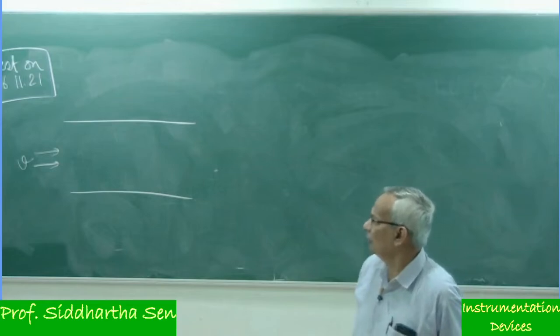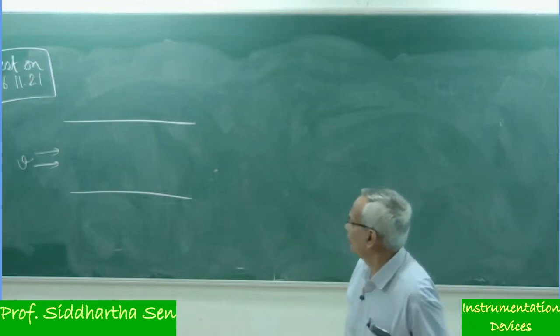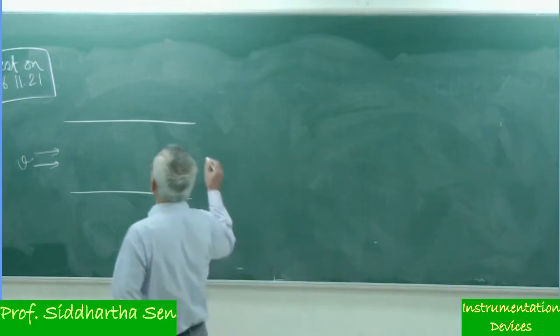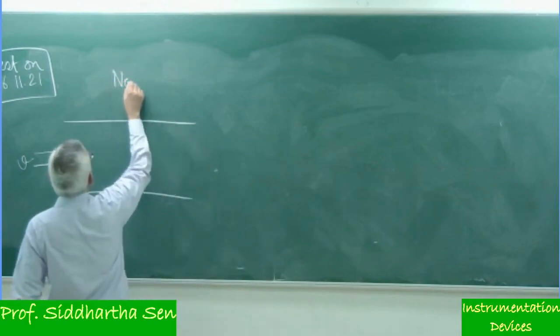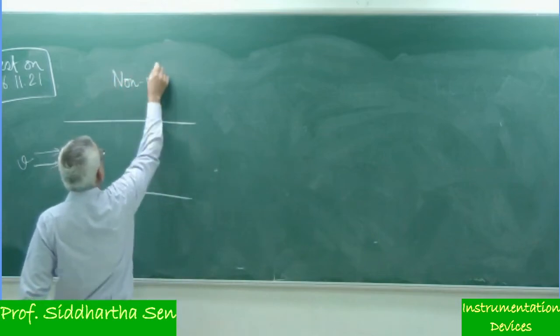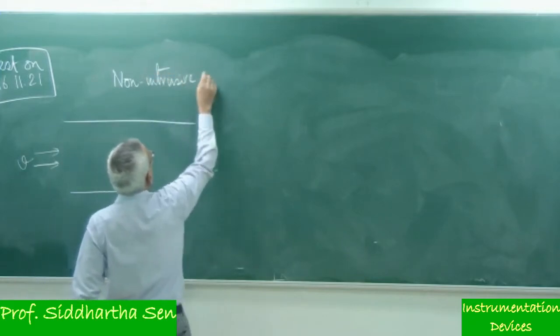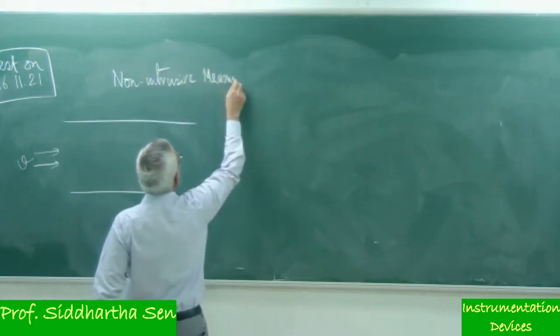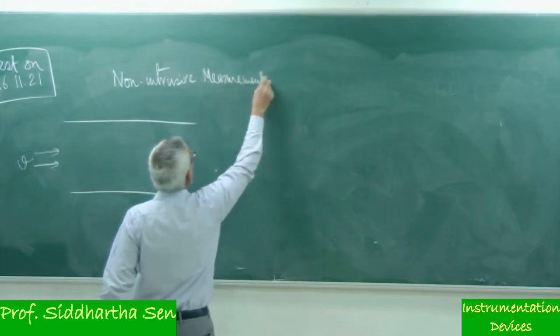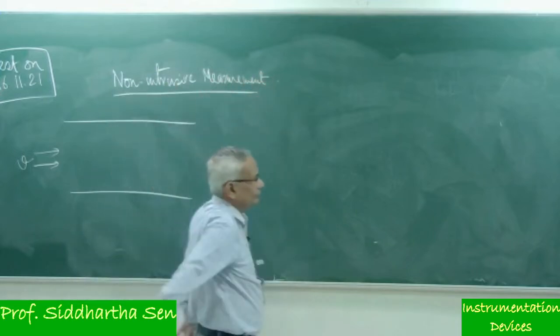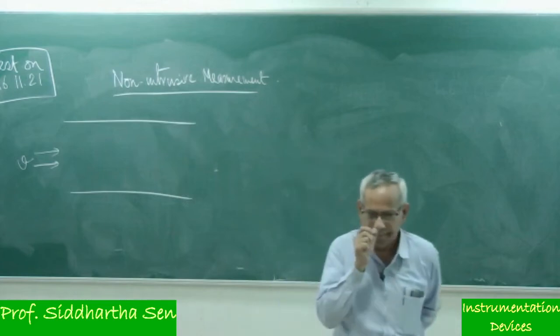So we considered this one, that we call it a non-intrusive measurement. Sir, I have observed that in the pulse oximeter there is some percentage of blood which is flowing, which is shown. So it is also a type of non-intrusive measurement only.